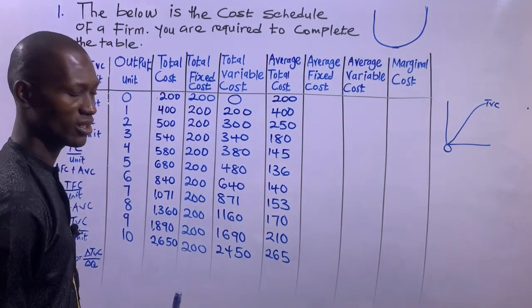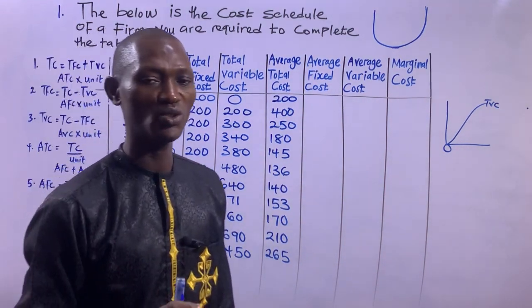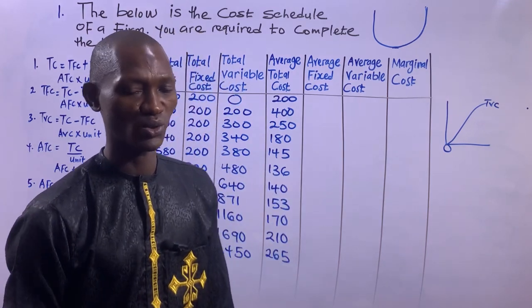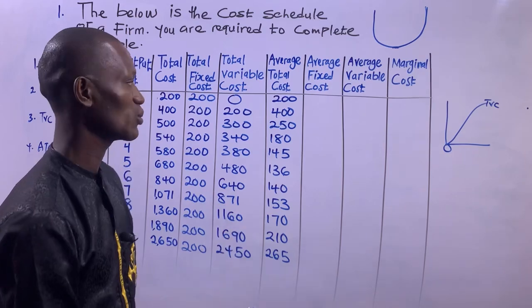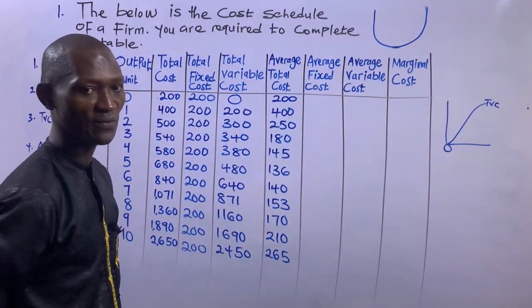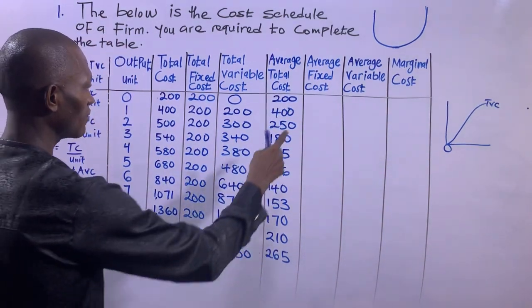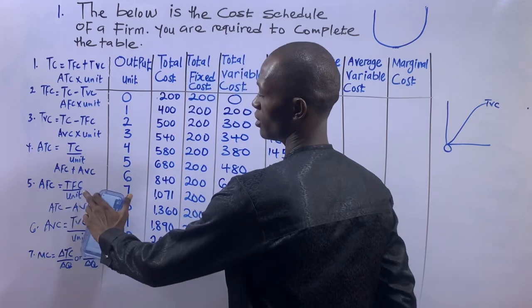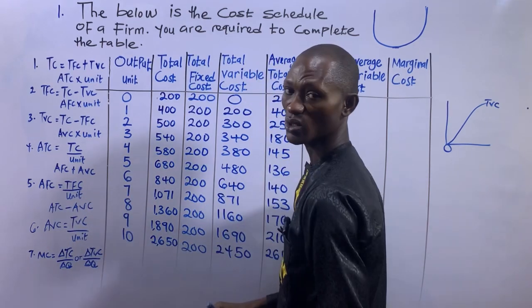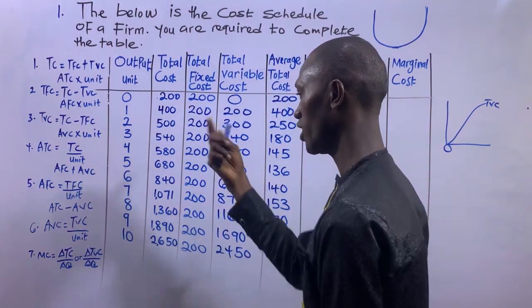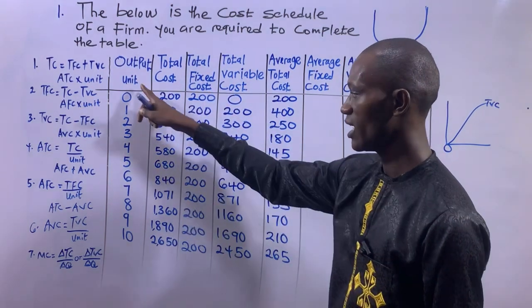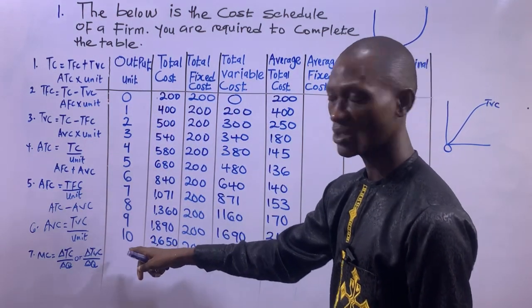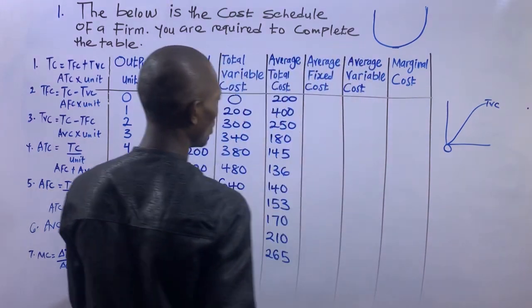Average fixed cost is the total fixed cost per unit of output. So the total fixed cost you spend to produce 1 unit of output is called average fixed cost. To get our average fixed cost, it's total fixed cost divided by units of output. We've been given our total fixed cost as this, then our output, that's the units produced.